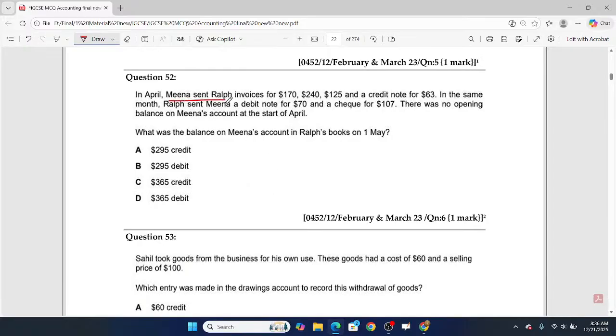In April, Meena sent Ralph invoices of $170, $240, and $125, and a credit note of 63. While sending invoices, Ralph is debited, predominantly for sales. A credit note means I am going to credit his name because of some sales return. These three are for sales. While selling, Ralph is debited. On returning, you have to credit. While crediting, we send a note for that. It's called a credit note.